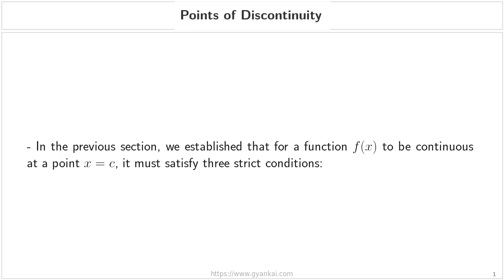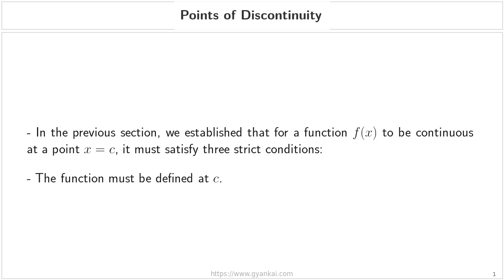Points of discontinuity. Now, let's begin. In our previous section, we established the fundamental requirements for continuity. We learned that for a function, f of x, to be considered continuous at a specific point, x equals c, it must satisfy three very strict conditions. First, the function must be defined at c. This simply means that when you plug the value c into the function, it must produce a valid, real number.